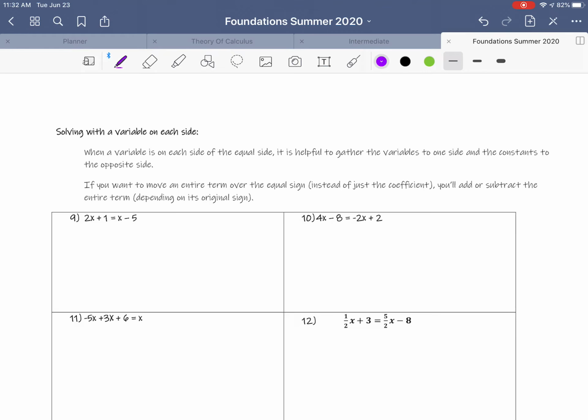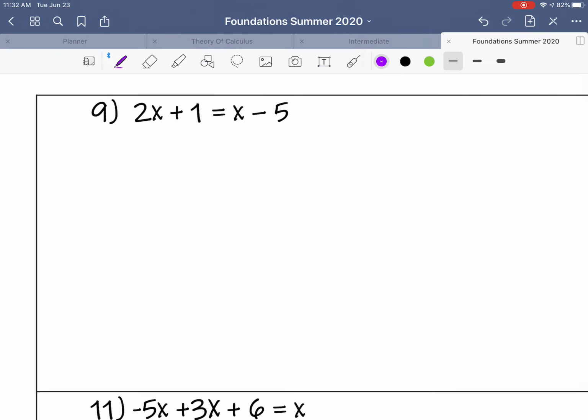Last page. This is solving with a variable on each side of the equation. Your goal is to get both variables on the same side and the constants on the opposite side. So it's just going to do some moving around, some rearranging, if you will. I have a 2x and an x on opposite sides of the boundary. I'm going to move this x over here.